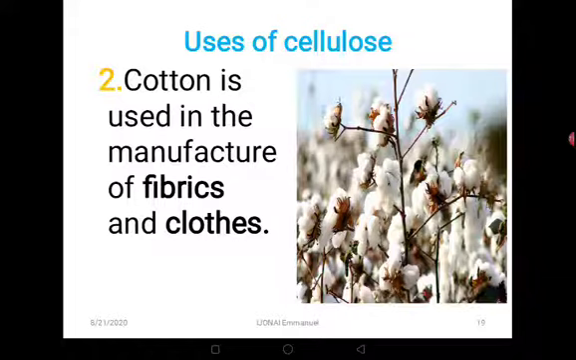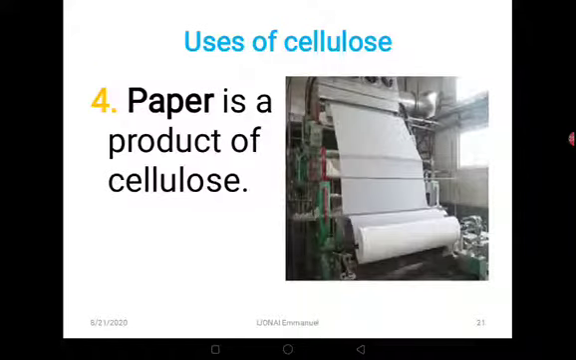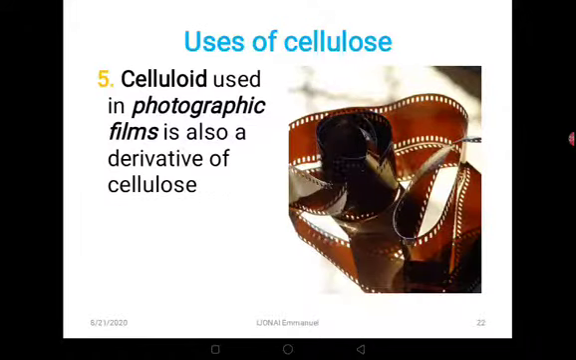We said up to 90% of the cell walls of cotton is made up of cellulose. And then cellophane, which is used in packaging, is a product of cellulose as well. You must have also seen the masking tape, the packaging tape, that is cellophane, which is also a product of cellulose. So cellulose is very important there. Another very important product of cellulose is paper. We have used papers for very many years, and that of course is a product of cellulose.